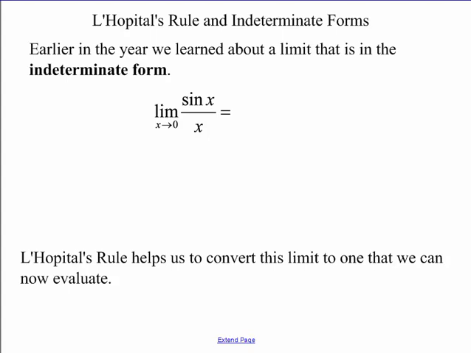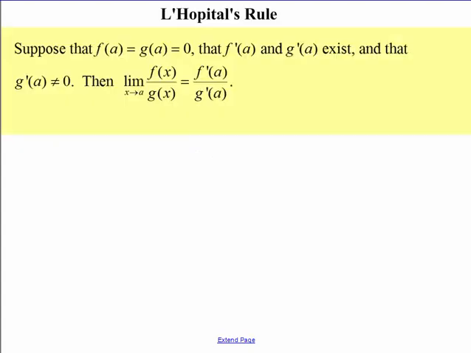Earlier in the year, we used a table of values to find this limit, because when we plug in 0, we get the sine of 0 over 0, which is 0 over 0. This is what we call an indeterminate form. I can't find this limit, but there's a rule. It's called L'Hopital's rule. It helps us convert this limit into one that we can now evaluate.